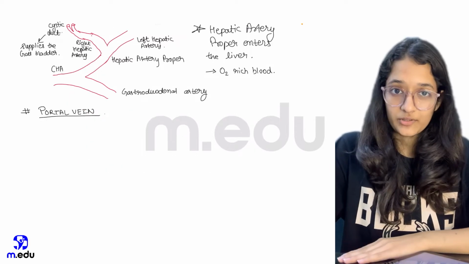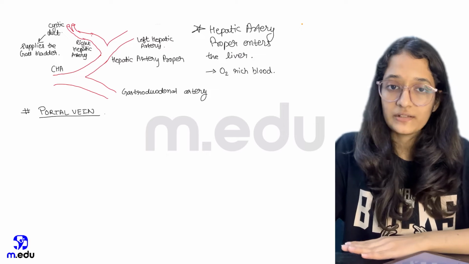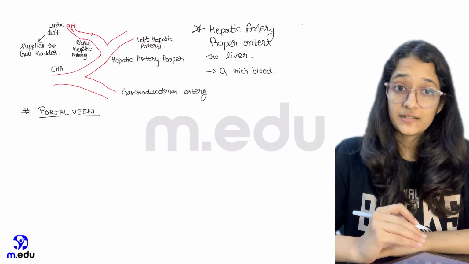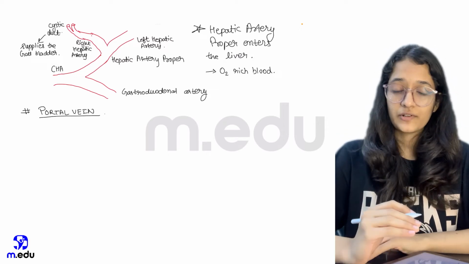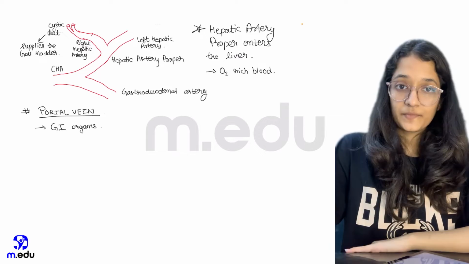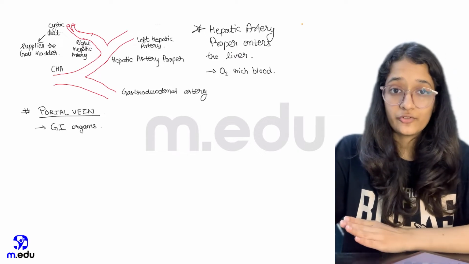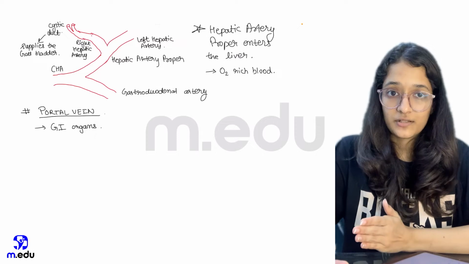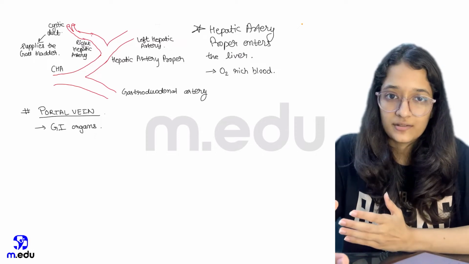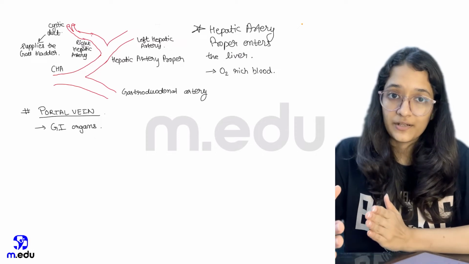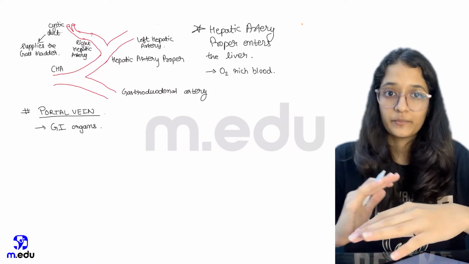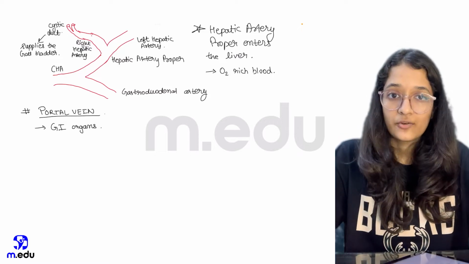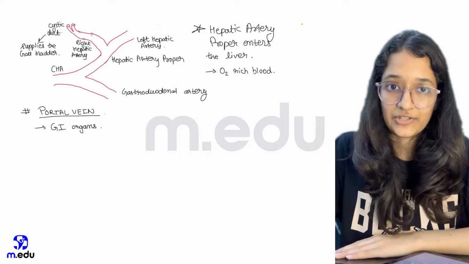So on that note, if we talk about the portal vein, it gets its blood supply from a bunch of gastrointestinal organs, so that the nutrient-rich blood, which also contains some toxins and drugs, is first supplied to the liver so that it can purify it and then release that blood into the systemic circulation.